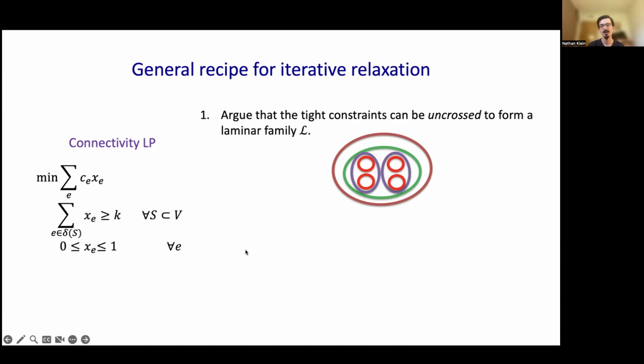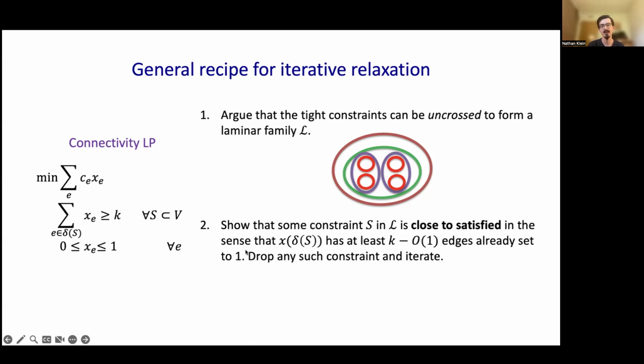When we have no tight box constraints, we have a bunch of tight constraints defining the point. There can be many more than n, but of course at most n linearly independent ones. And the first step is to show that there's a laminar family of tight sets such that their corresponding constraints are all linearly independent and span all of these tight sets.